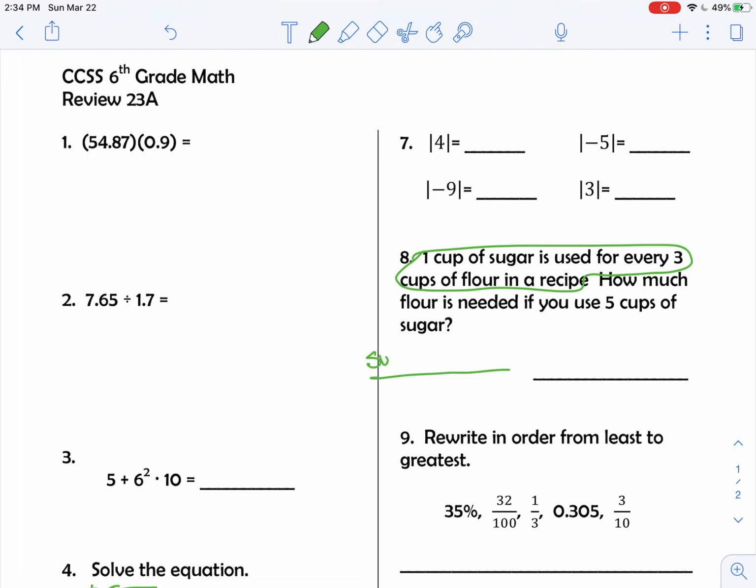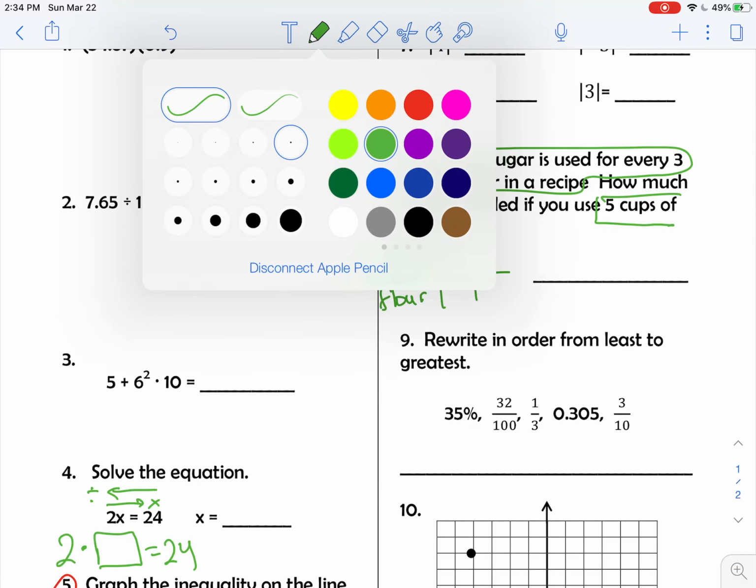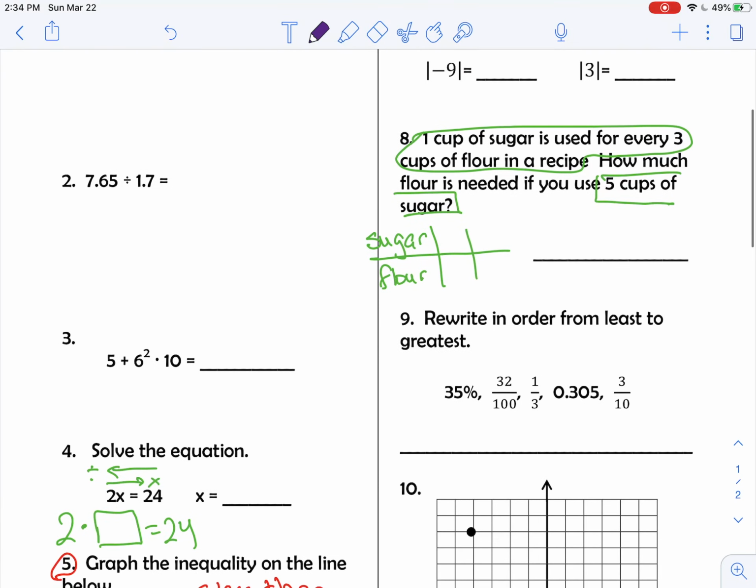And then you're going to make a ratio table, of course. And you're going to talk about sugar. And you're going to talk about flour. You're going to write your ratio. And then, of course, you're going to look for your target. Show your work. Make sure I see what you're scaling up or down by.